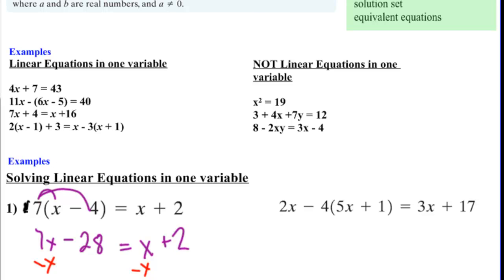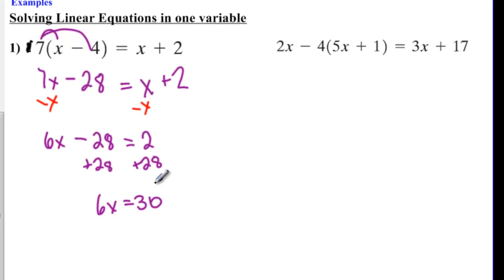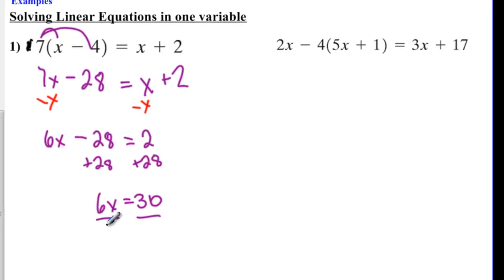Then we're going to move the 28 over. And we get 6x is 30. One last step. Divide by 6. So that we're going to get x is 5. If you want to double check your answer, you can take your 5 and plug it back in. And if you get a true statement, meaning both sides are equal, then you did it right. For time's sake, we're going to not do that. I will give you all about 45 seconds to get a head start on this one.